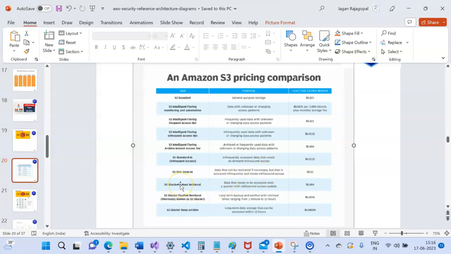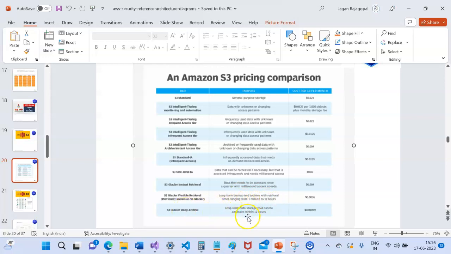And Glacier is for when you go for infrequent access and want to store, say, 7 years or 4 years of data. In that case you can go for Glacier, and this will be infrequently accessed. Suppose you want to access the data, you have to pay some charges, called Glacier retrieval charges. The retrieval time is 1 minute to 12 hours.